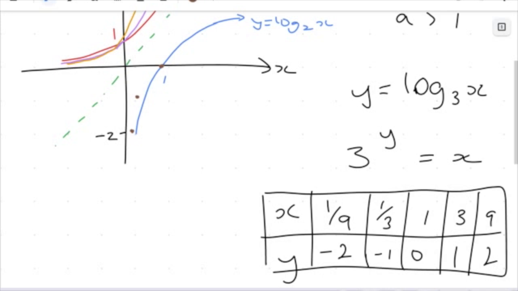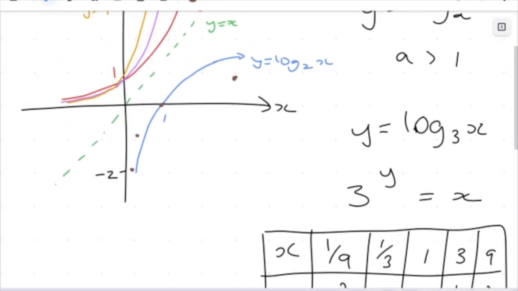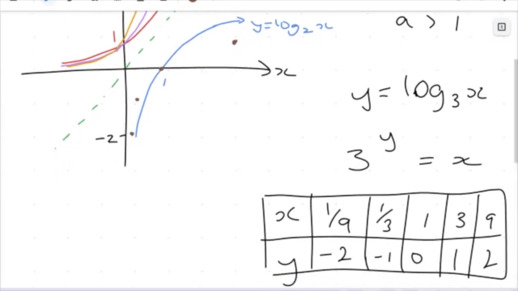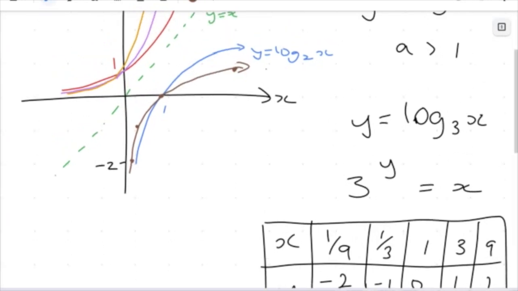When y equals 1, x equals 3. So when y is 1, x is 3. So that's about here. And when y equals 2, we get 9. But we probably don't have room to draw all of that. But let's actually just look at what happens. So if I join these dots in this particular way, I have my graph y equals log to the base 3 of x.